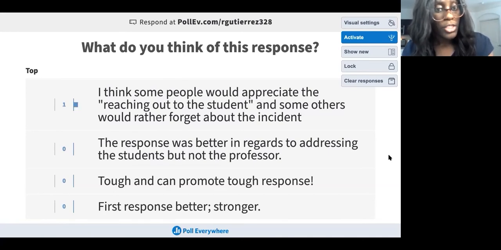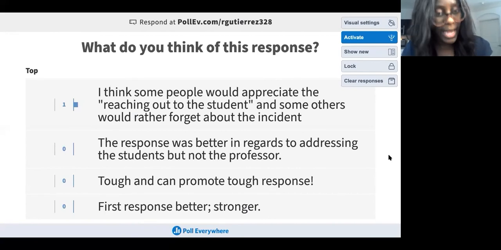Okay, so I like what I'm seeing. So some of us think that the first response is probably a better way to address the situation. Some feel that the second response may be better. I do agree that none of the responses looked at the professor's behavior in relation to the students.